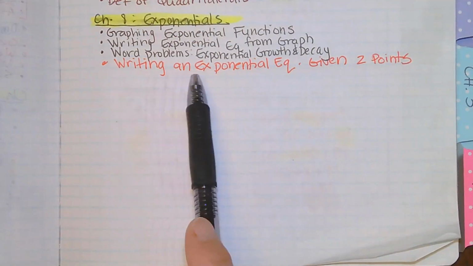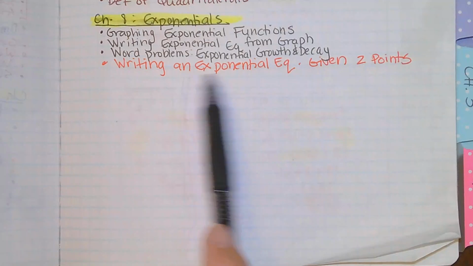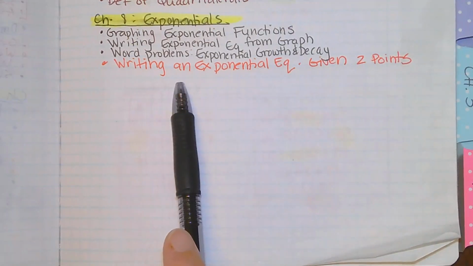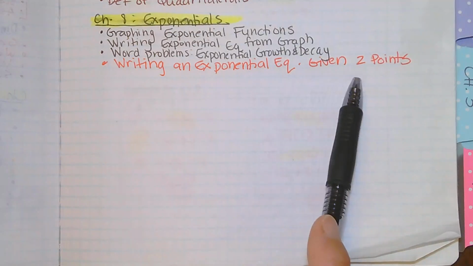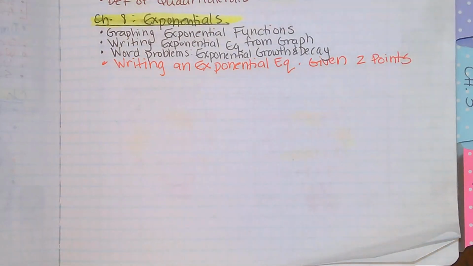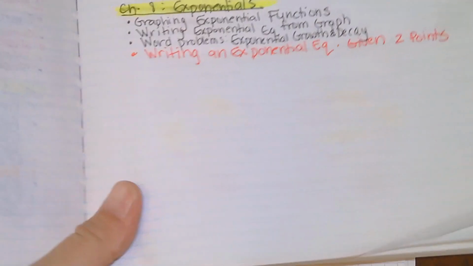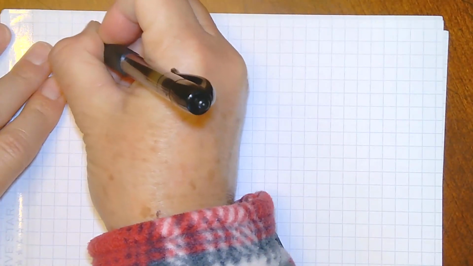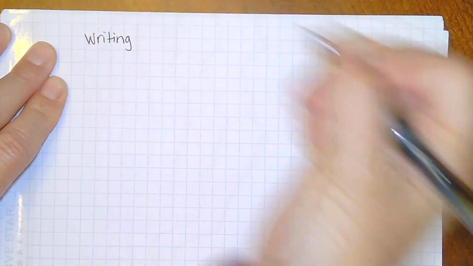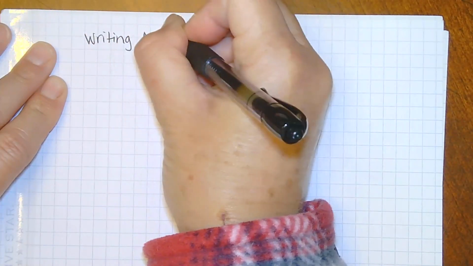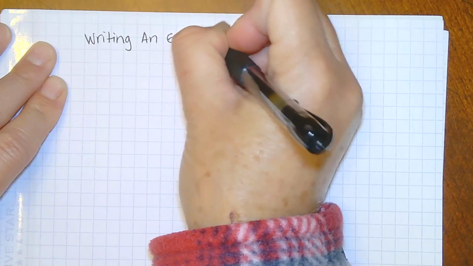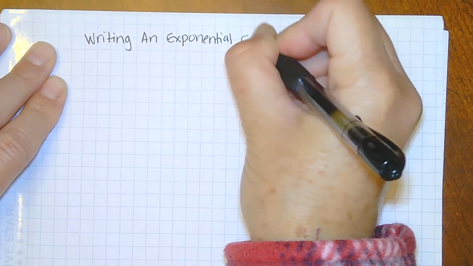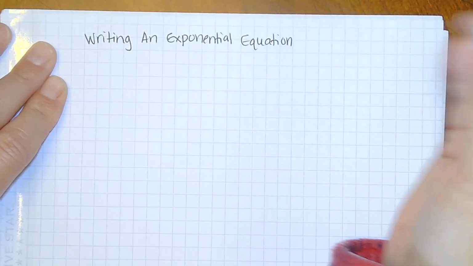So today we're going to be writing an equation of an exponential given 2 points. So again, writing an exponential equation given 2 points. I'm going to put that title on my page of notes: Writing an exponential equation given 2 points.